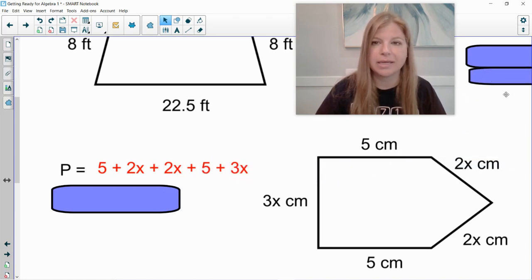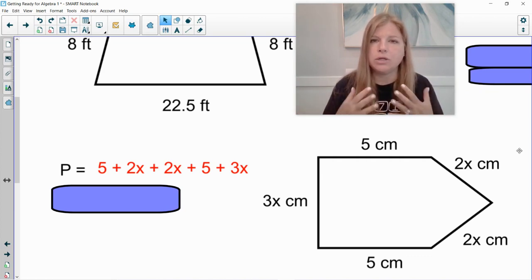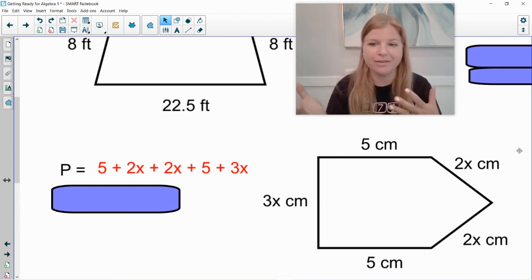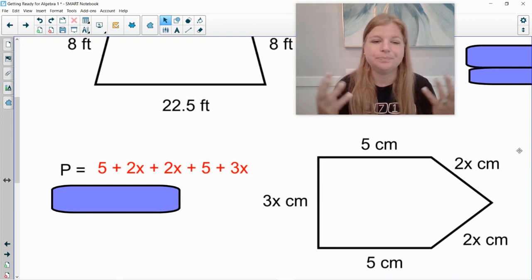5 plus 3x. Now the only situation here is we just want to make sure we know how to combine like terms. I cannot start adding 5 and 2x together and get some other type of expression. They're not like terms. Like terms have to have the exact same variable with the exact same exponent. Now we're not working with any crazy exponents here. We either have numbers like 5 and 5, or we have variables, 2x, 2x, 3x.